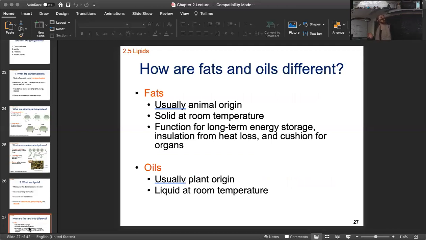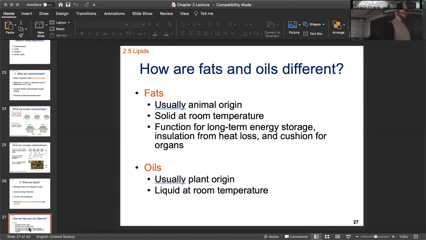First thing we need to talk about is what's the difference between a fat and an oil? Fats are usually of animal origin, so things that are solid at room temperature. They function for long-term energy storage, insulation from heat loss, and cushion for organs. There's a negative connotation with fats, but the reason we even have fat on our body at all is to insulate and protect our most important organs. That's the main goal of fats.